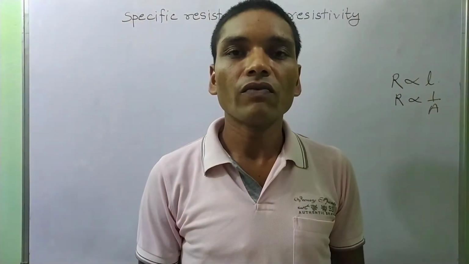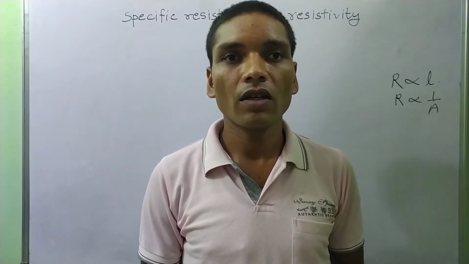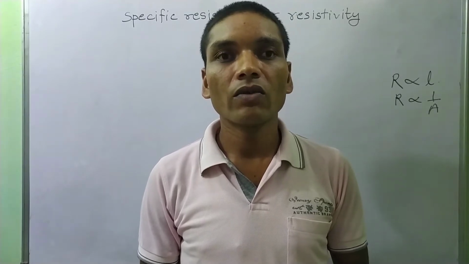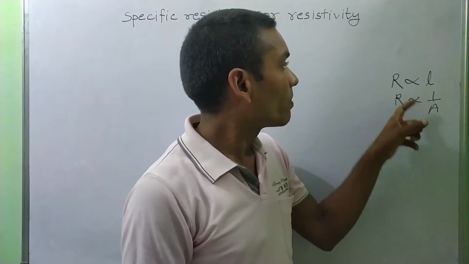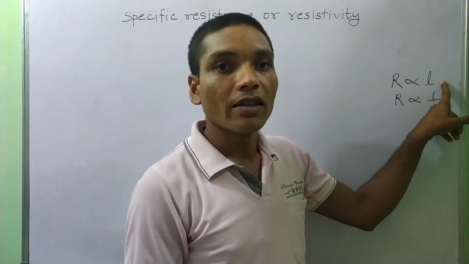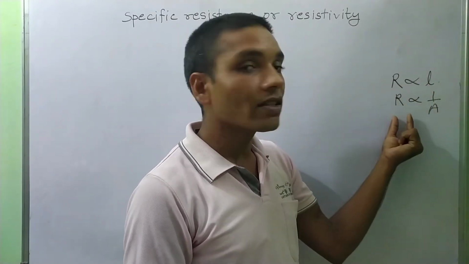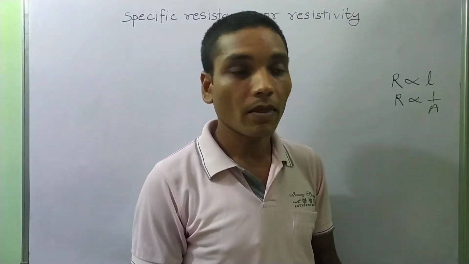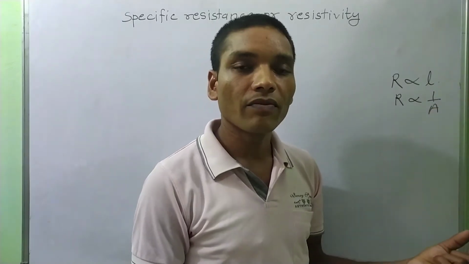Students, in this video we will learn about the specific resistance, or the resistivity. You know that the resistance of any conductor is directly proportional to the length of the conductor. Resistance is denoted by capital R and length is denoted by L. Then R is directly proportional to L, and R is inversely proportional to the area of cross section of the conductor. So R is inversely proportional to A.